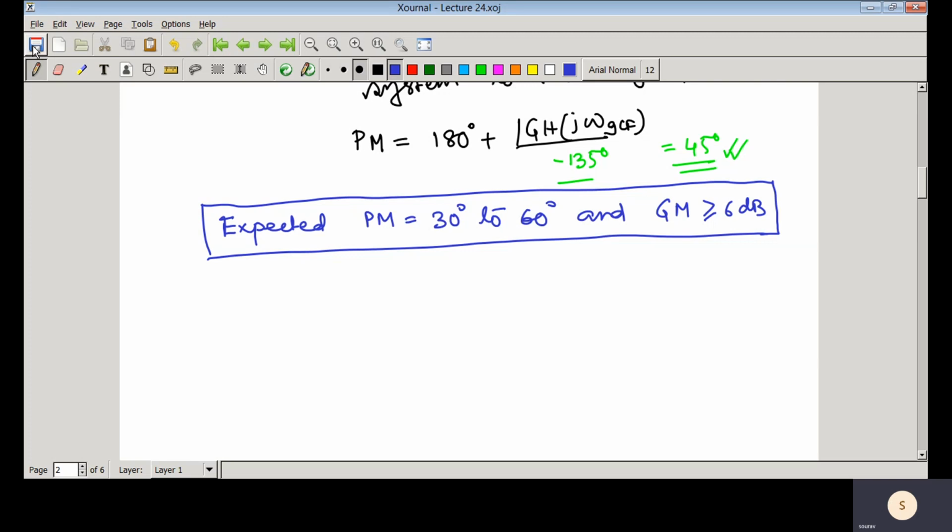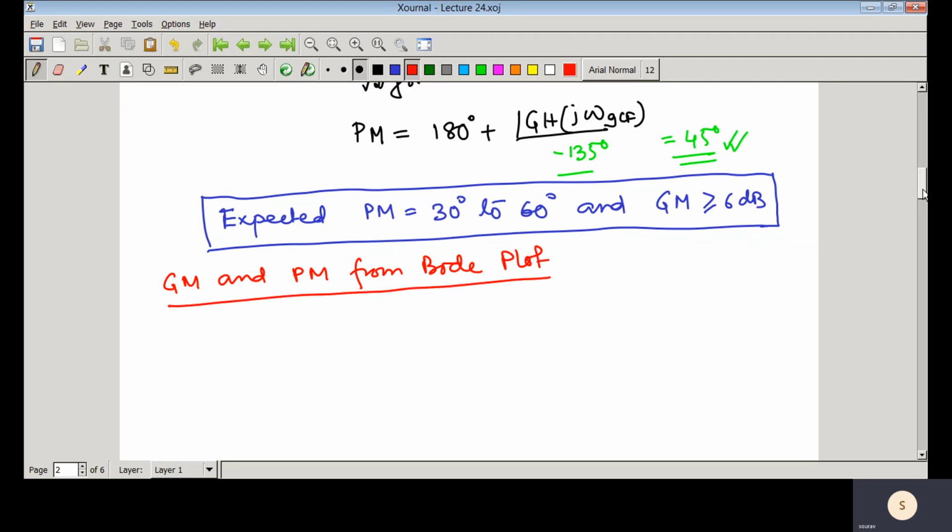So now one important thing we are going to discuss is that this gain margin and phase margin also can be obtained from the Bode plot. So let us see how to find it. That is, gain margin and phase margin can be obtained from the Bode plot. So how to get that one?